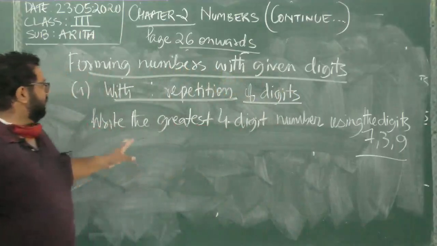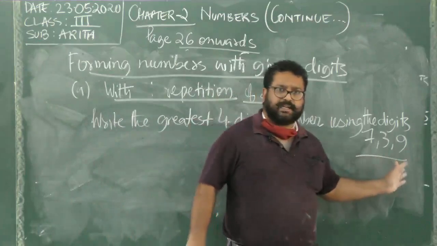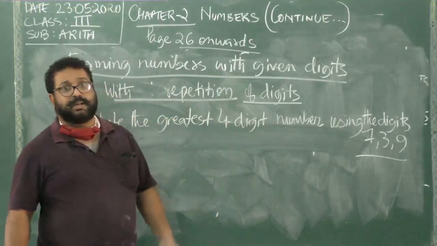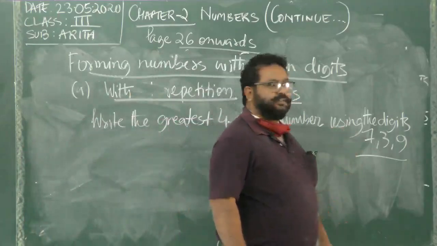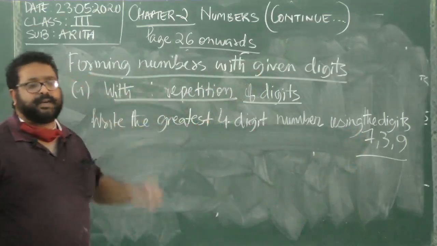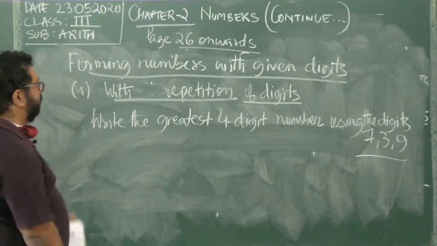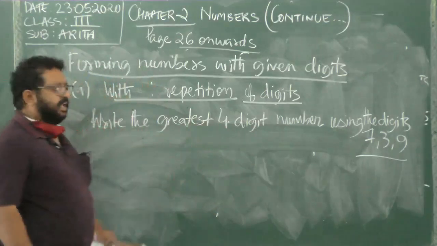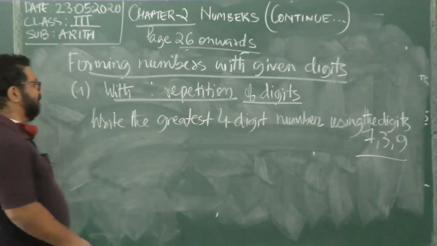So what we see is that we have to make the greatest 4-digit number and we have only 3 digits here. But one concession that we get, concession means something extra that we get, or the leverage, is that we are using the digits and we can repeat them. So we get that freedom, the liberty to repeat those numbers. Even if there are 3 digits given and we have to make a 4-digit number, that also the greatest, we can repeat them and we can easily make it.